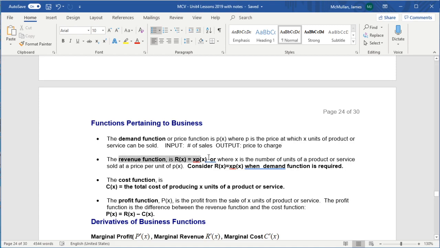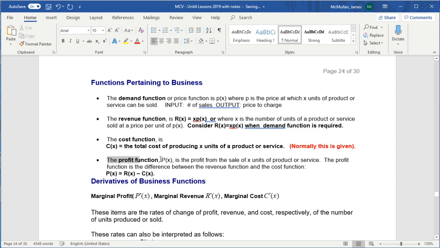The revenue function is very straightforward. You simply take your demand function and multiply it by x, and that will give you your revenue function. Okay? This is the way I want you to do these questions because, like I said, this is the calculus way of doing it. The cost function is the cost of producing your service. Now, normally this is given. Okay? Normally, you're just going to get this in the question. It'll tell you the cost of manufacturing or providing whatever service it is that we're working with. The profit function is an amalgamation of the two. You simply take the revenue function and subtract the cost.